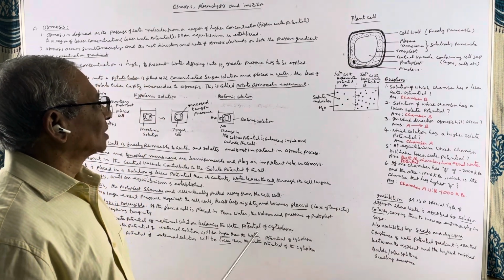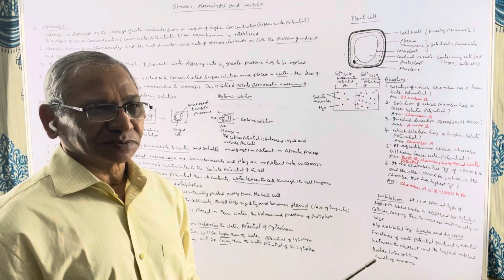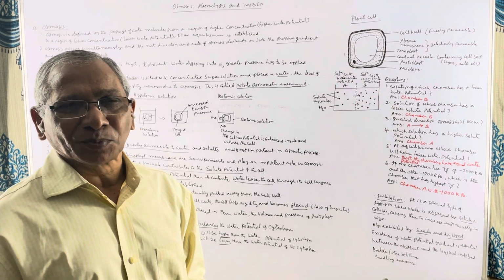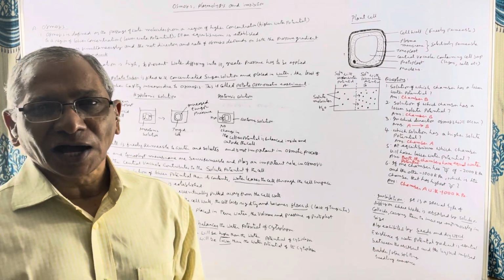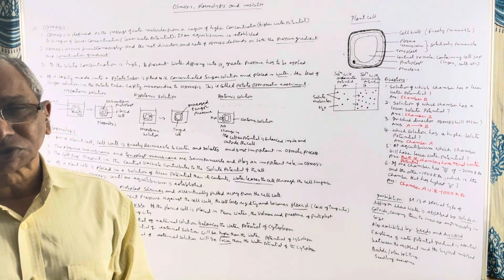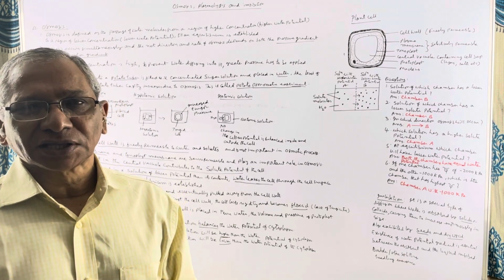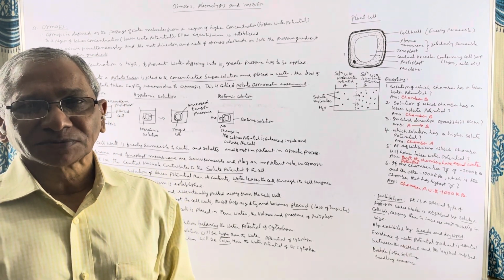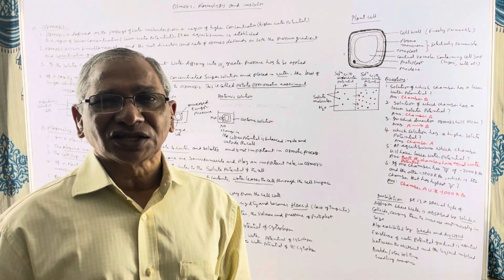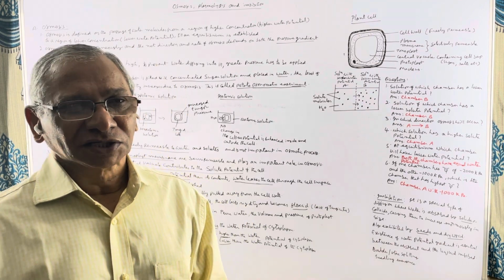Then, coming to the process of osmosis, solutions are of three types: hypertonic solutions, hypotonic solutions, and isotonic solutions. Hypertonic solutions have lesser water potential than the cytoplasm. That means the amount of water present in the solution will be less than the water present in the cells, or in the cytoplasm and the cell sap.